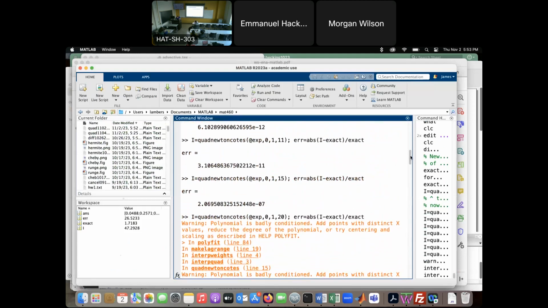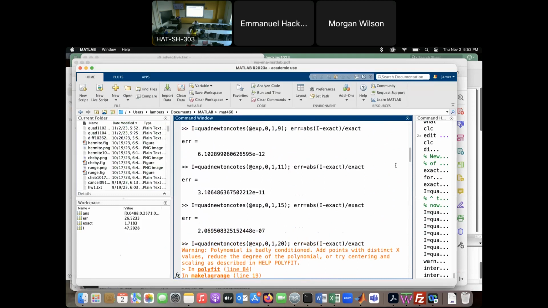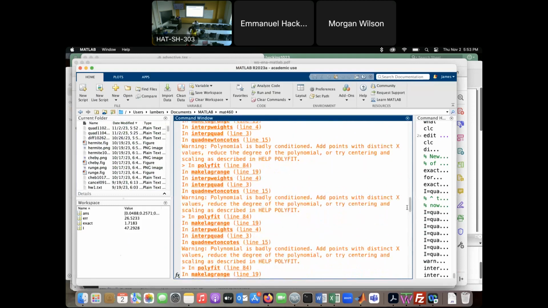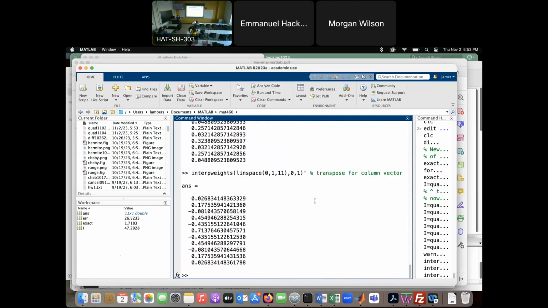Now, as far as when things started to go badly, let's look back. There was some degradation by the time we got to 15, or even 11. With 11 nodes, we were losing some accuracy. Let's take a look at that case. So what are the weights like when we have 11? Negative weights. That's why accuracy suffers. So once the weights go negative, it's game over. You should definitely not use that quadrature rule.